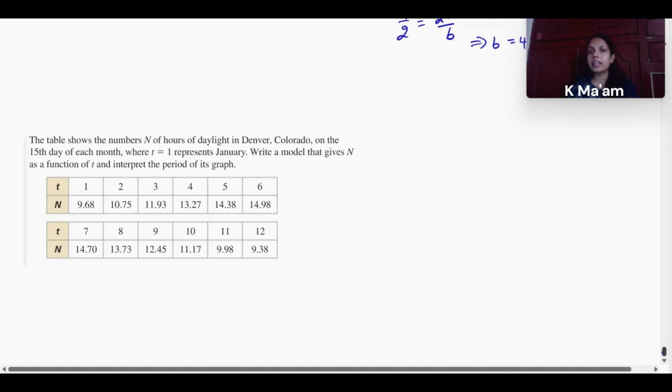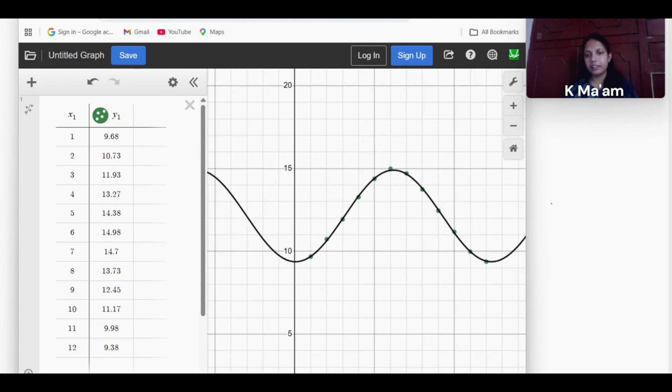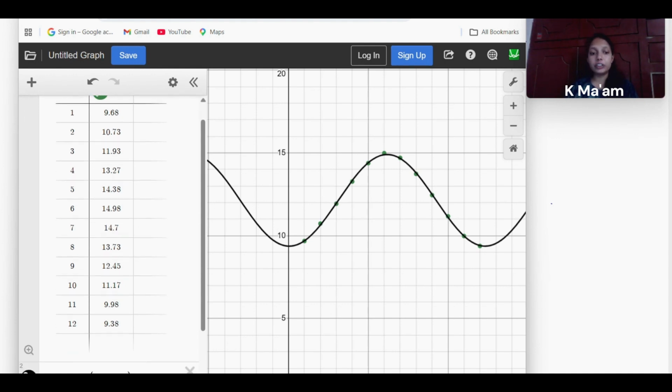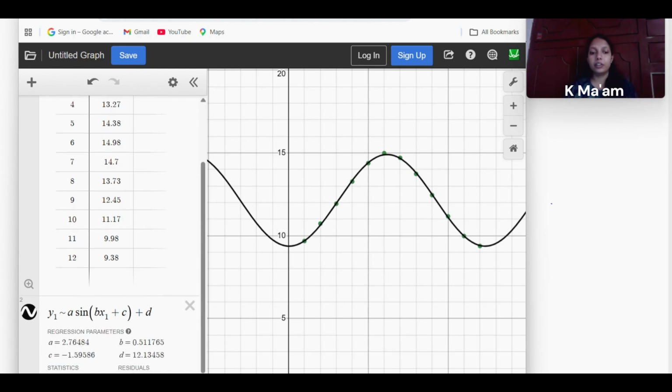So we will use a graphing calculator in this case. Let's see. I plot the points here. X values are there, Y values are there. I write it in. These are the 12 values here. Then I write a function y equals a sine (bx plus c) plus d, and I will get the values of a, b, c and d. Look into this. These are the values of a, b, c and d.